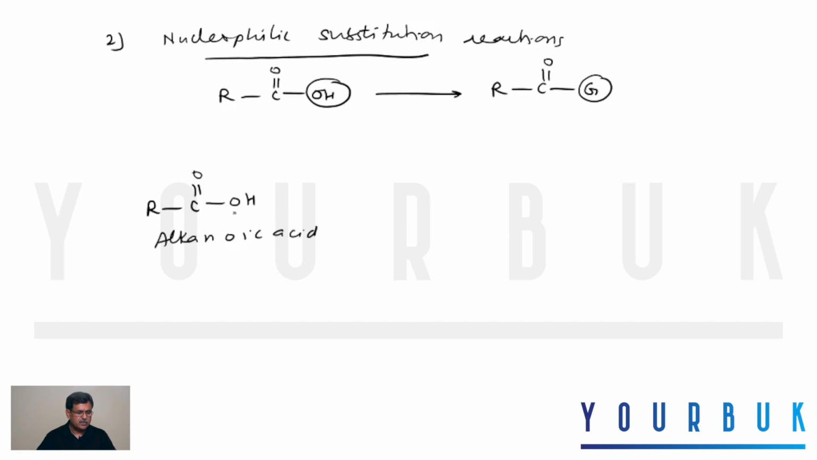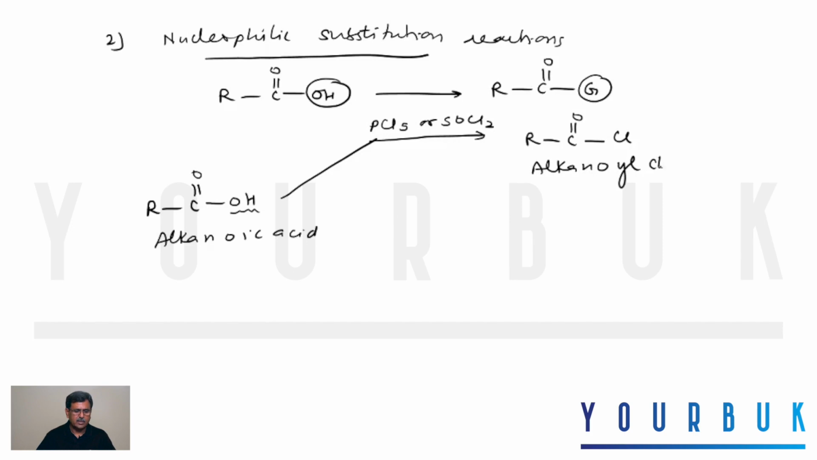Now, the first reaction, as you know, we can replace the OH by Cl, as we have already discussed in alcohols, using either PCl5 or SOCl2. We can replace the OH by Cl. Now, this is called an acid chloride and is named as alkanoyl chloride. So, oic acid has been replaced by oyl chloride. This is an acid derivative.